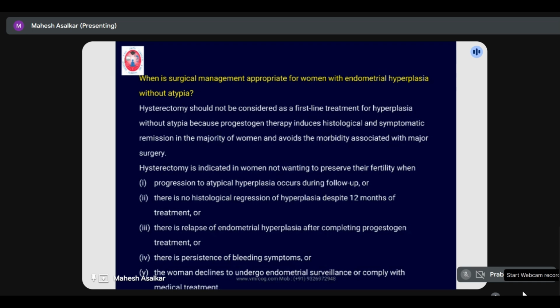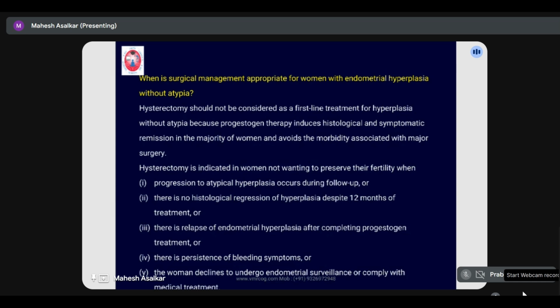Hysterectomy should not be considered as a first line treatment for hyperplasia without atypia, because progesterone therapy induces histological and symptomatic remission in the majority of women and avoids morbidity associated with major surgery. So what is the crux here to understand? The majority of patients will respond to progesterone treatment, and hence hysterectomy is not recommended as a first line treatment for hyperplasia without atypia.